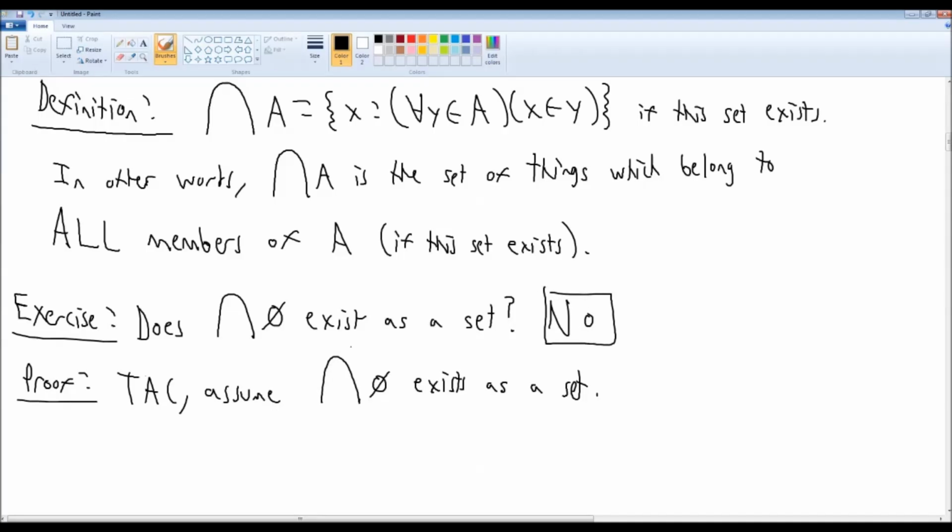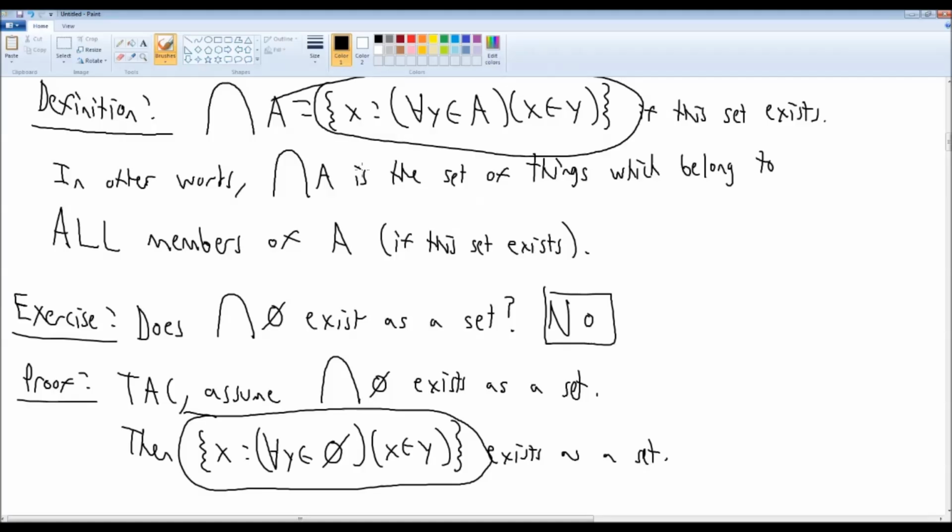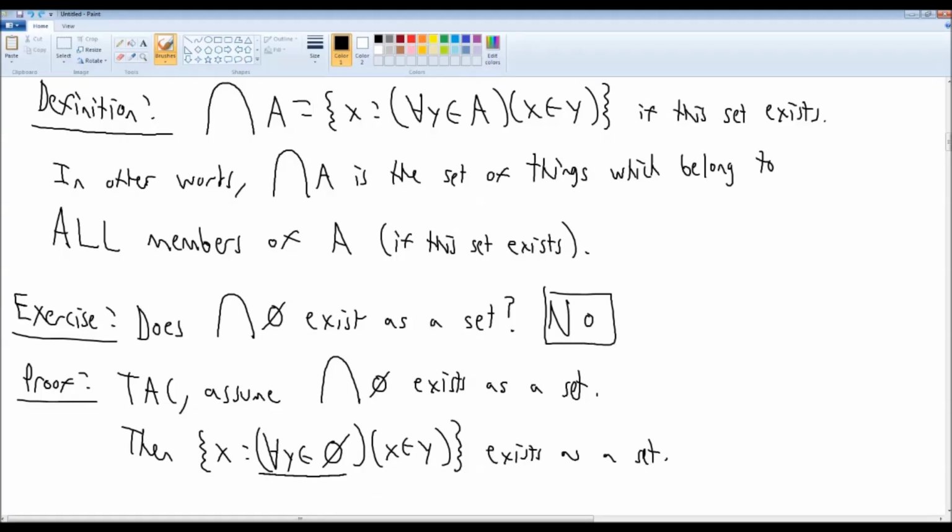For the contradiction, assume this guy does exist as a set. Well, if it does exist as a set, then that means this guy has to exist as a set as well, because that's what we defined it to be, if it exists. But here's the thing, this part right here is always true. And why is it always true? Because this is saying for every y in the empty set, blah, blah, blah. That's automatically true because there's no counterexample that could make it false. So this is the set of all x for which true is true.